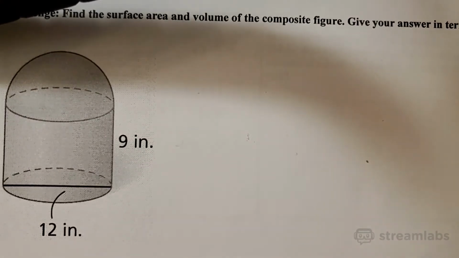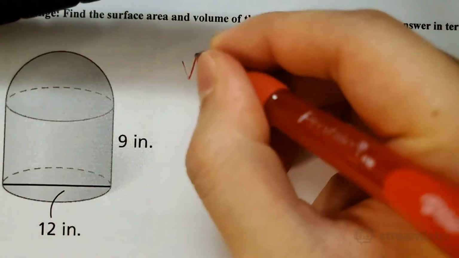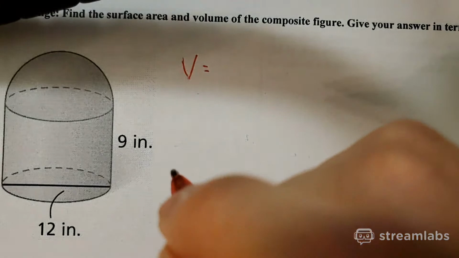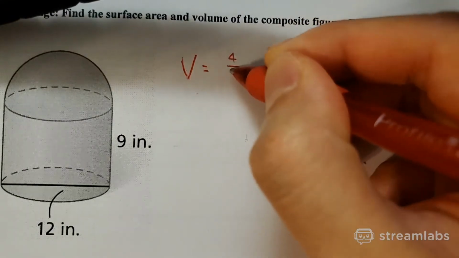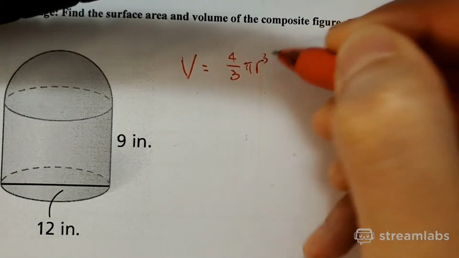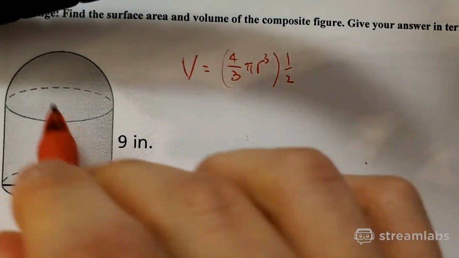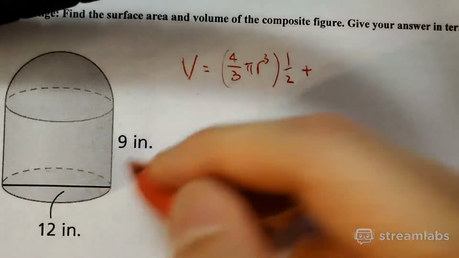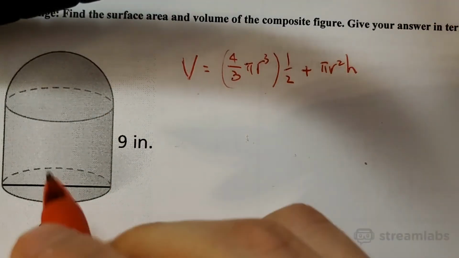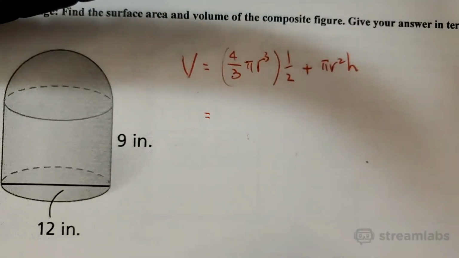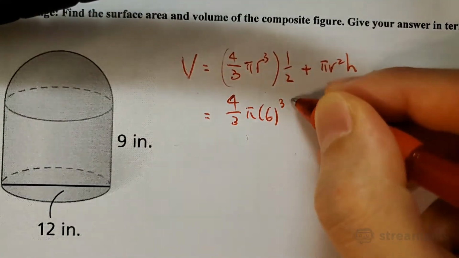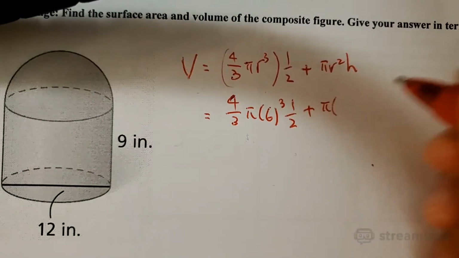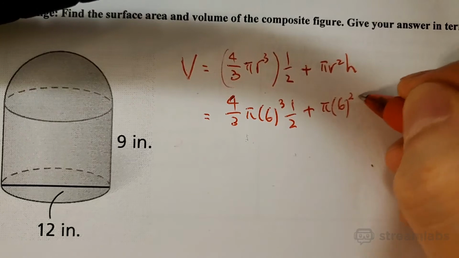Okay, here we go. So the volume problem versus surface area problem is different. Volume problem is just basically add the two volumes together. So it will be 4/3 pi r cubed, but not just that, you have to divide by 2, right? Because there's only half. Plus the cylinder, which is pi r squared h, right? So plugging it in, 4/3 pi r is 6 cubed divided by 2 plus pi 6 squared times 9, right?